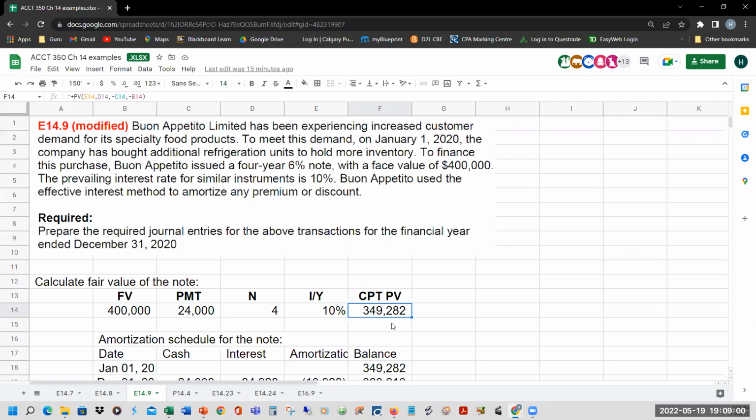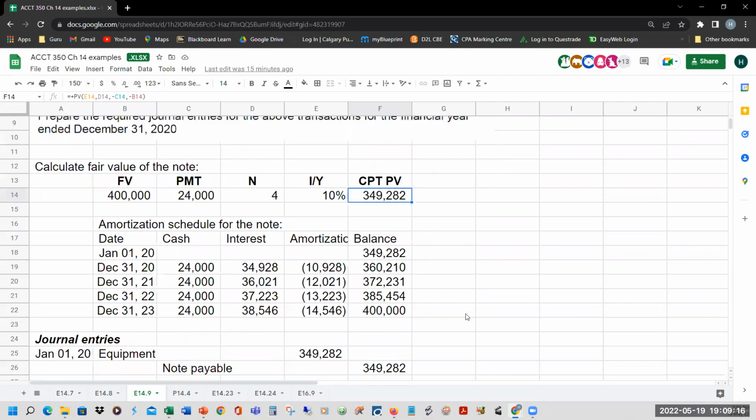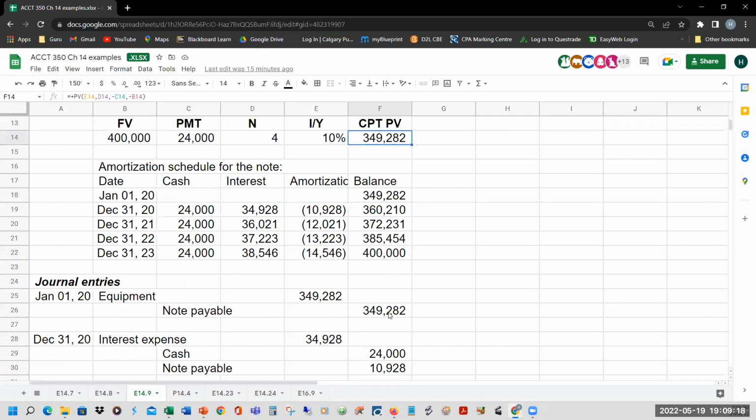So what Bon Appetito needs to do is record the equipment. They're purchasing equipment, so they're going to debit equipment. You're going to credit the note payable. The transaction needs to be recorded not at 400,000, but rather at the present value of the note, which is 349,282. And that is what happens on Jan 1st, 2020. You debit your equipment, credit the note payable, 349,282.